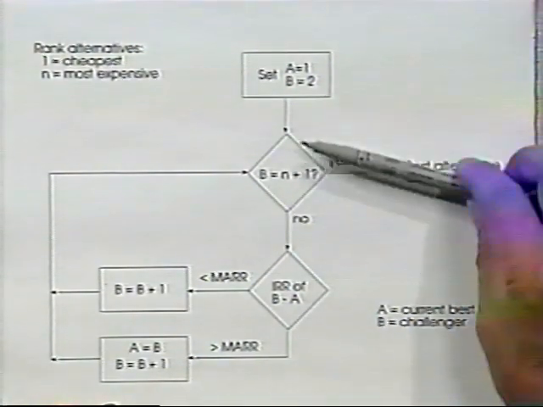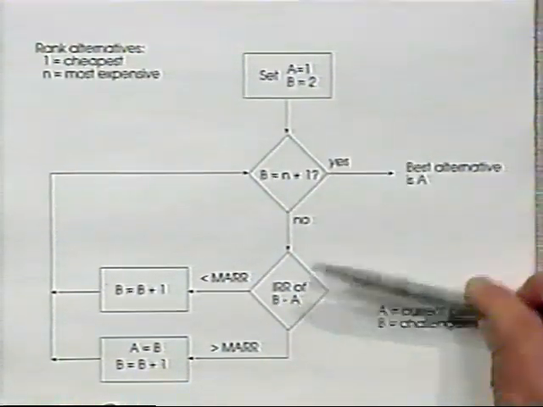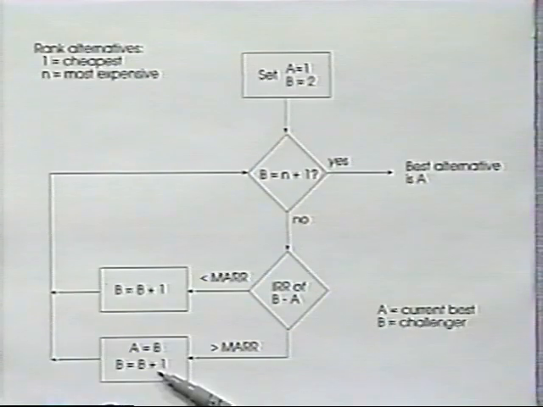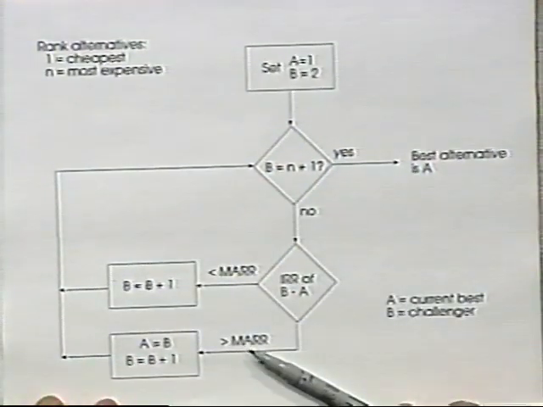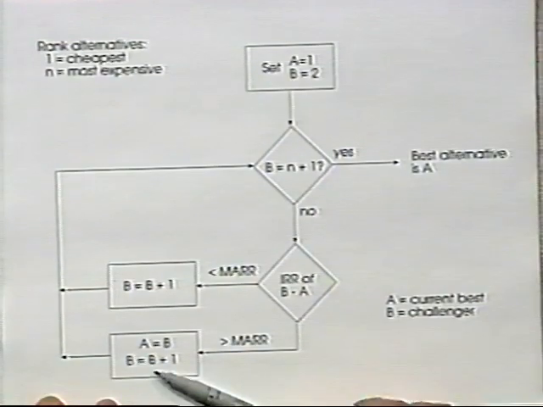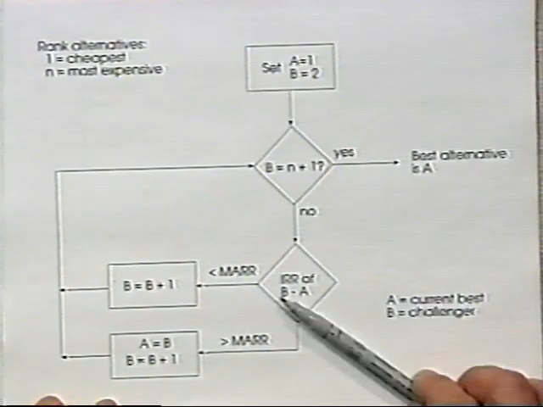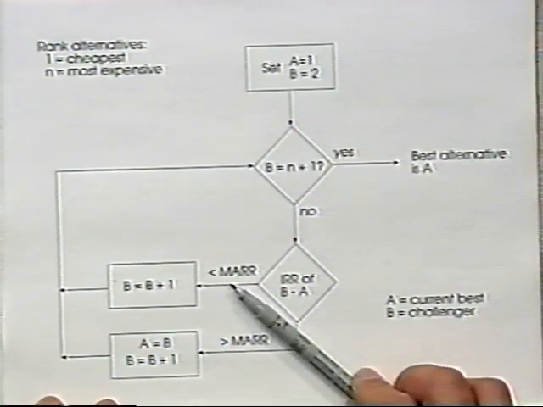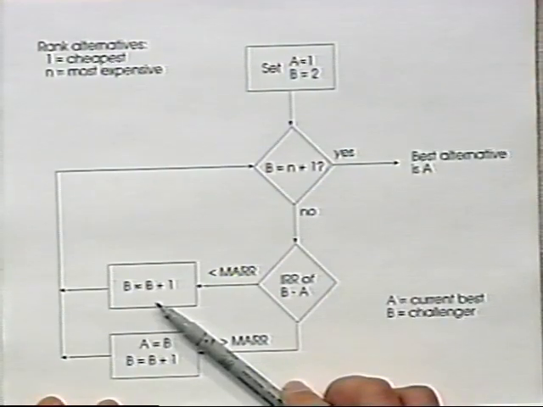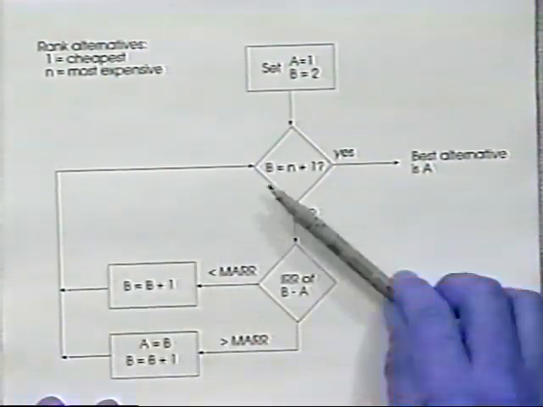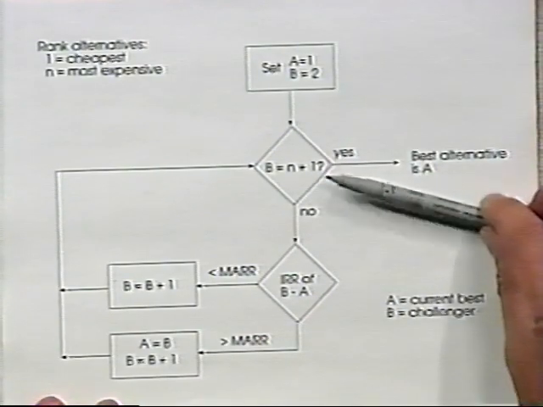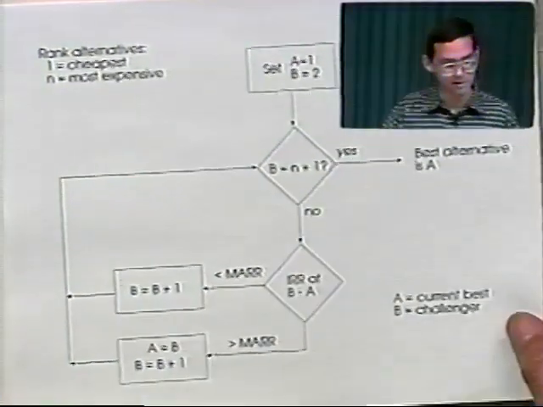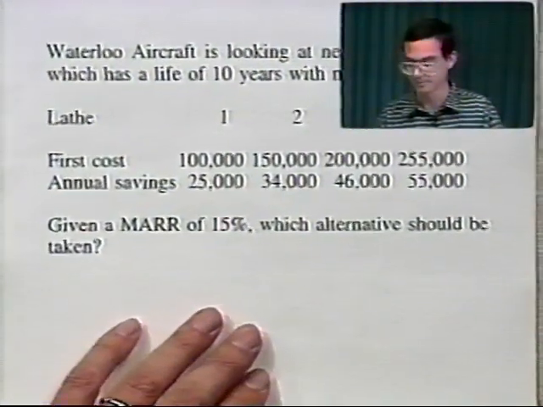So if the increment of the second alternative over the first was better than the MAR, then our next pass through this operation would be looking at the second alternative and the third, because we've increased the value of B by 1. However, if the internal rate of return for the increment is less than the MAR, then we simply increase the challenger by 1. So the next comparison would be for alternative 1 and alternative 3. Now, I understand it seems a little bit abstract that first time through, but with an example, you'll see it does actually make sense.